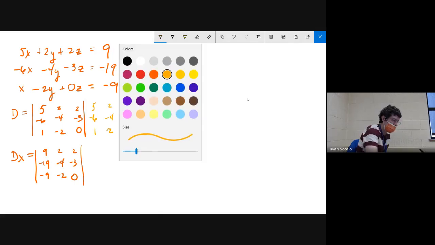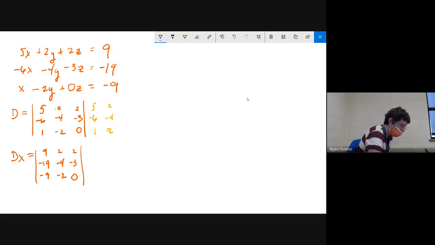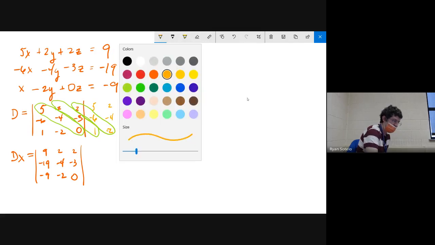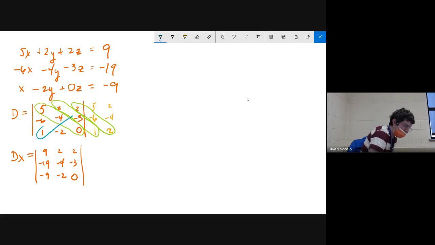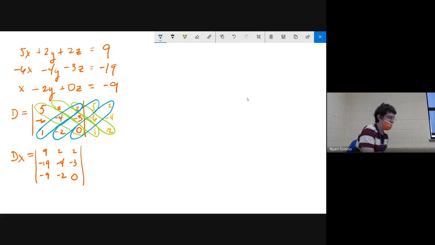And now I can make diagonals. So again, this is for the 3x3s. It's a little bit more involved, but it's the same basic idea as before. These diagonals are the positive contributions, and I'll choose a different color. These are going to be the negative contributions that will subtract. It's always nice to get a 0 in there because you know anything times 0 is 0, so you don't have to worry about those ones. All right, so 5 times negative 4 times 0 makes 0. 2 times negative 3 times 1 makes negative 6.